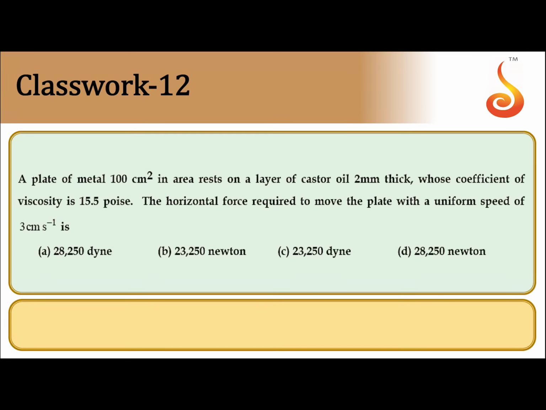Example 12. A metal plate 100 cm square in area rests on a layer of castor oil 2 mm thick whose coefficient of viscosity is 15.5 poise. The horizontal force required to move the plate with a uniform speed of 3 cm per second is.